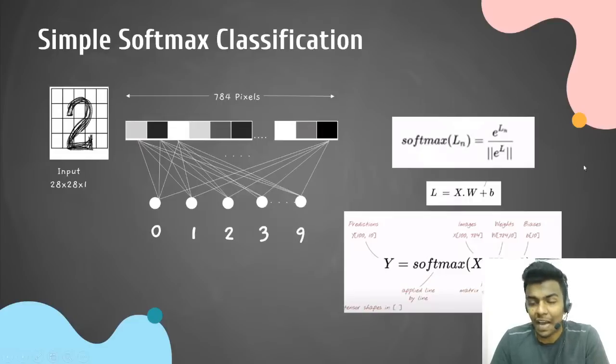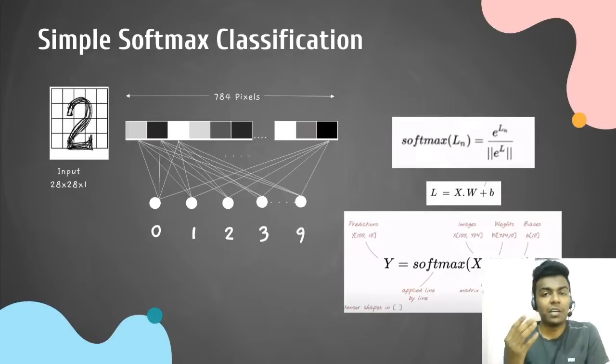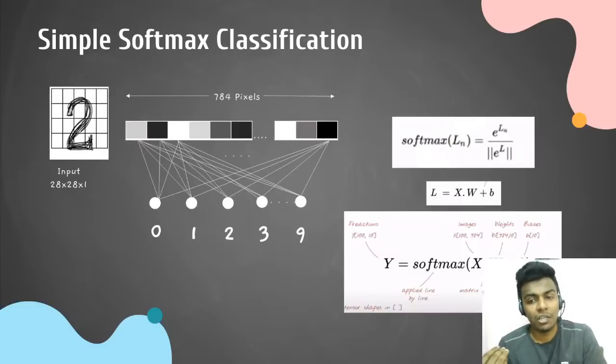So L is equal to x dot w plus b. Here x is going to be our input, w is going to be weights, and b is going to be biases. So it is the product of input and weights plus biases. Why are we adding biases? Because if any input value turns into 0, then the output will also turn into 0. To avoid that, we are adding biases.